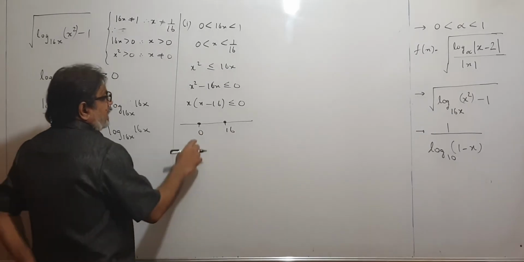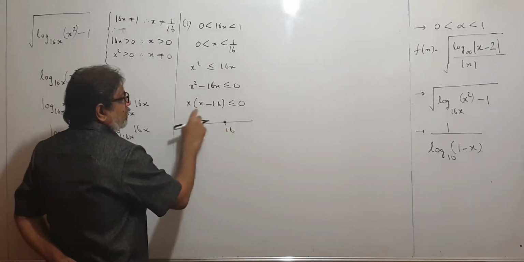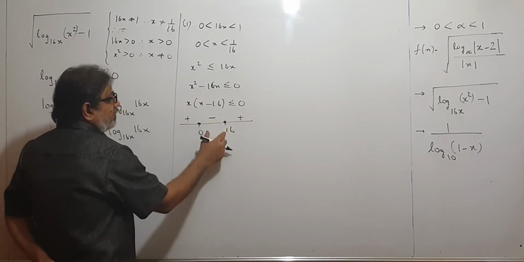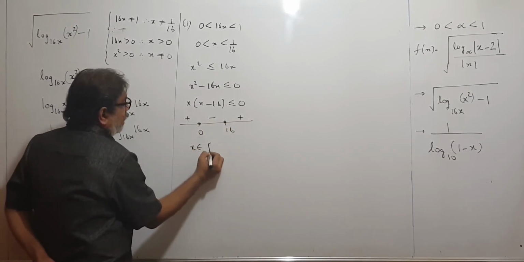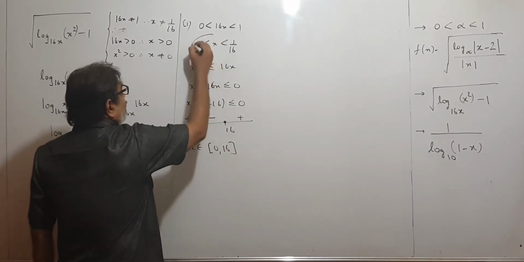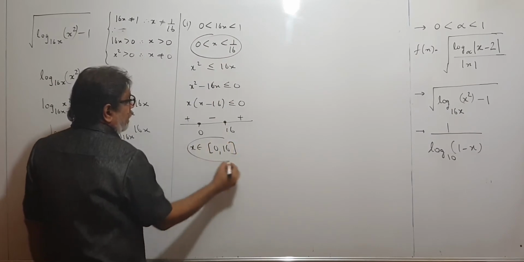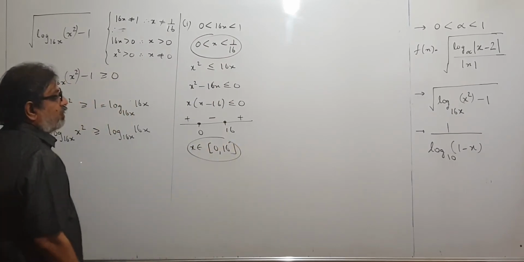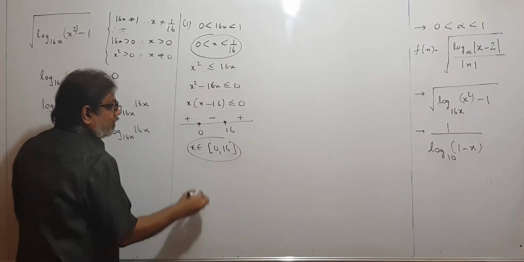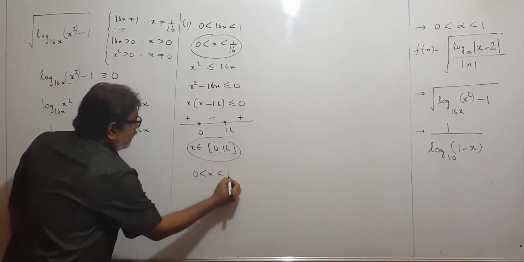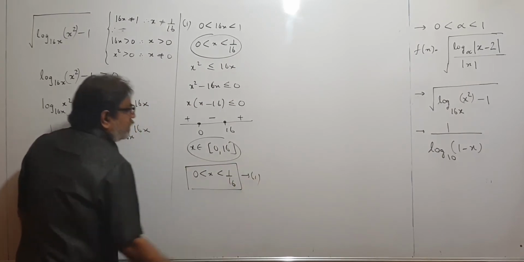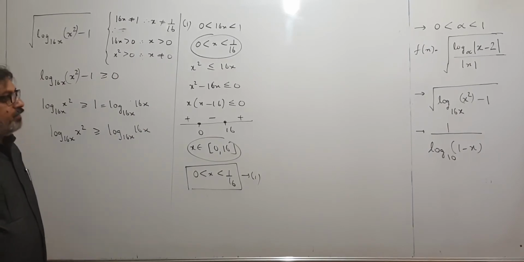Then if I take 17 over here, this will become positive, this will be negative, this will be positive. I want negative in this much. x belongs to 0 to 16, this I get. This was my condition and I get this. So if I take the intersection, what do I get? From 0 to 16 and from 0 to 1/16. So I will get 0 < x < 1/16. This is the first answer: x between 0 and 1/16.